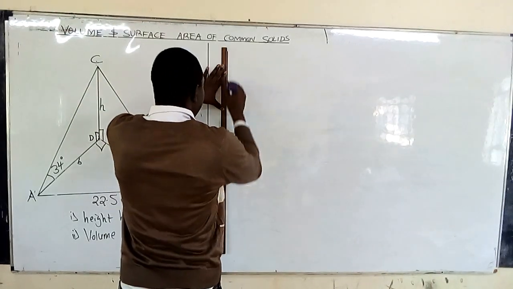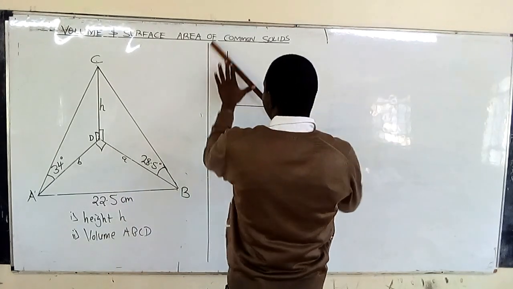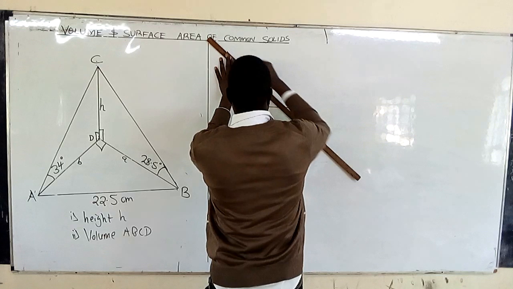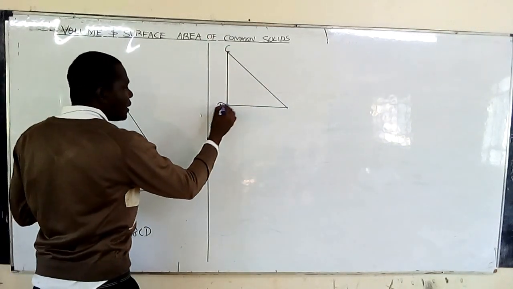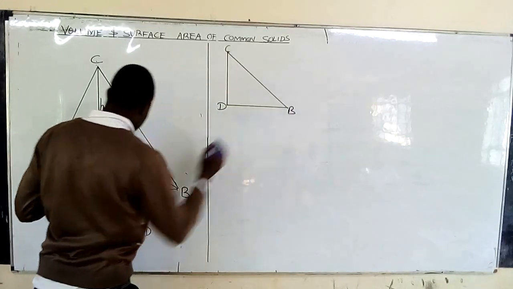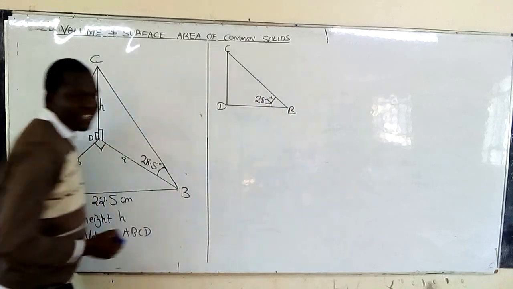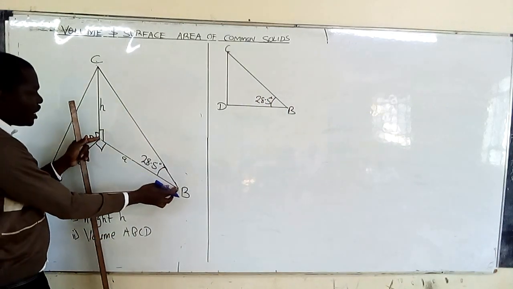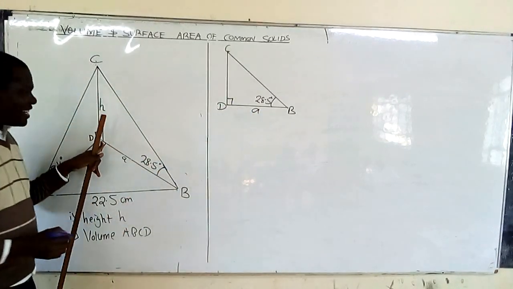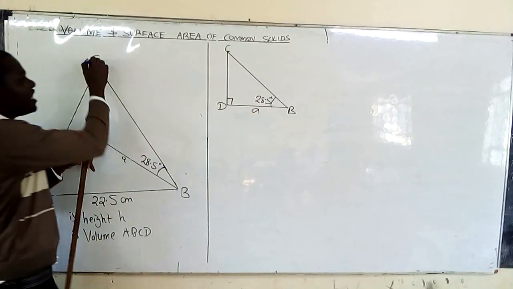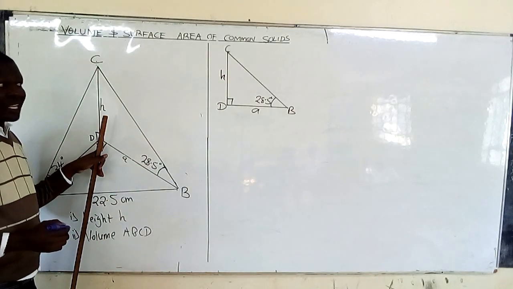If you extract it, the triangle from C to D, then to B. This angle we have there is 28.5 degrees, then this line DB is A, then this angle at D is 90 degrees, then DC is the edge. Are we together?